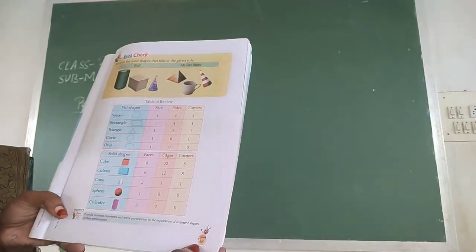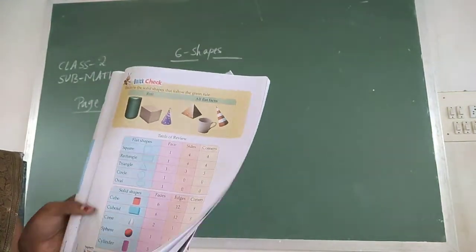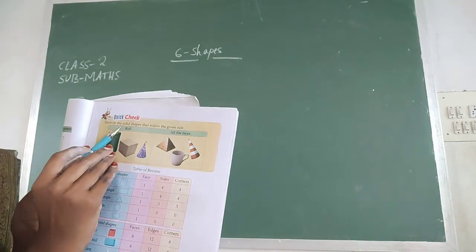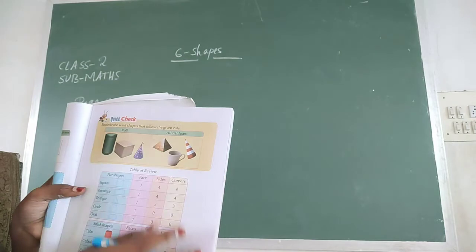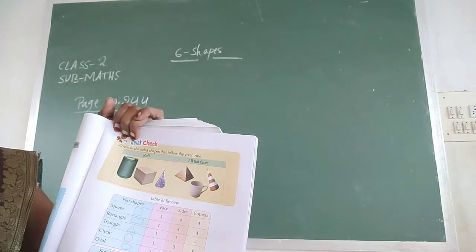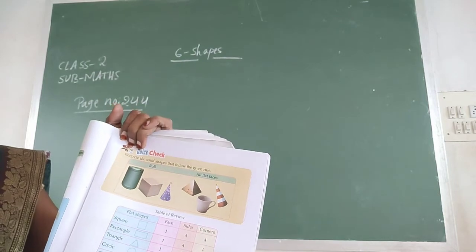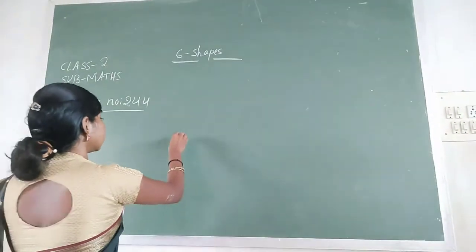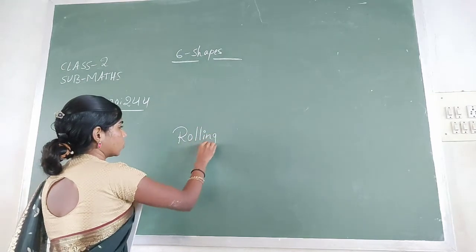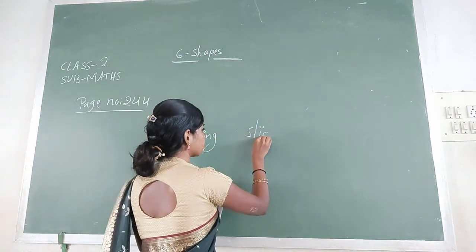Next, come to page number 245. Page number 245, picture. Encircle the solid shapes that follow the given rule. First one, roll. What is the meaning of roll? Rolling or sliding.